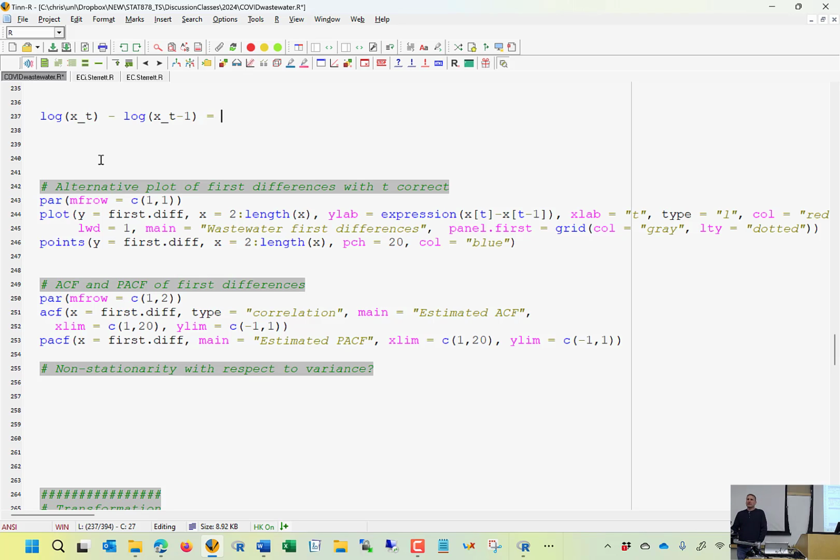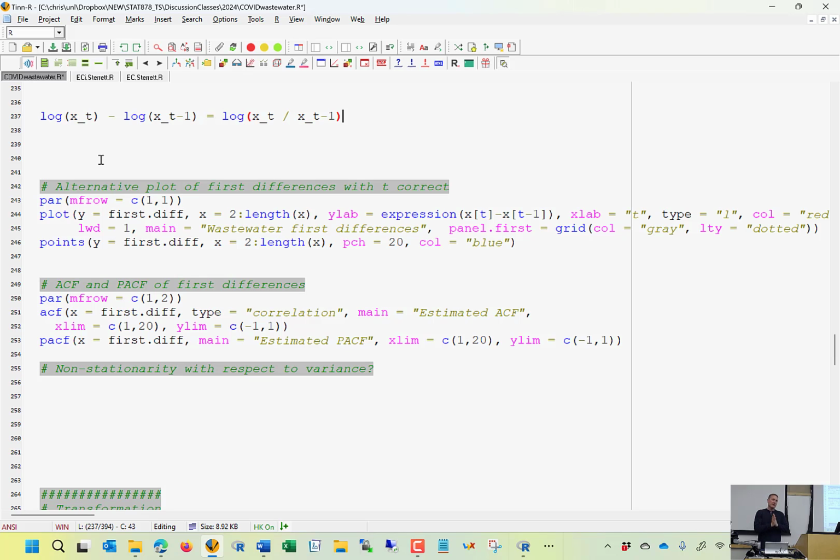So that means I have log of x of t minus log of x of t minus 1. How could I further simplify this? Or what's another way that I can express this? Using properties of logarithms. Notice that this simplifies to that. And so we get something that's often thought of as interpretable in terms of I have a ratio between the current time point and the last time point.